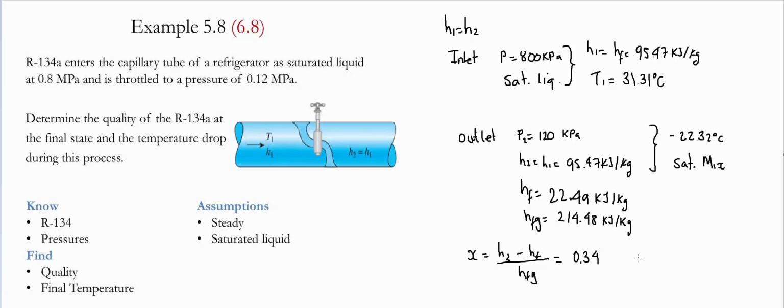The next part in the problem is to find the change in the temperature. Notice that delta T is simply T2 minus T1, and we have it to be negative 22.32 Celsius minus 31.31 Celsius. Therefore, the drop in the temperature is going to be negative 53.63 Celsius. And we want a large drop in temperature because that is the purpose of a throttle valve.